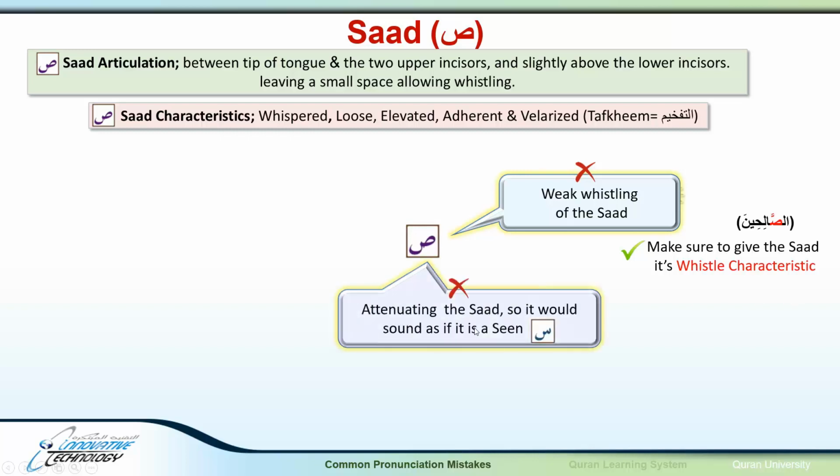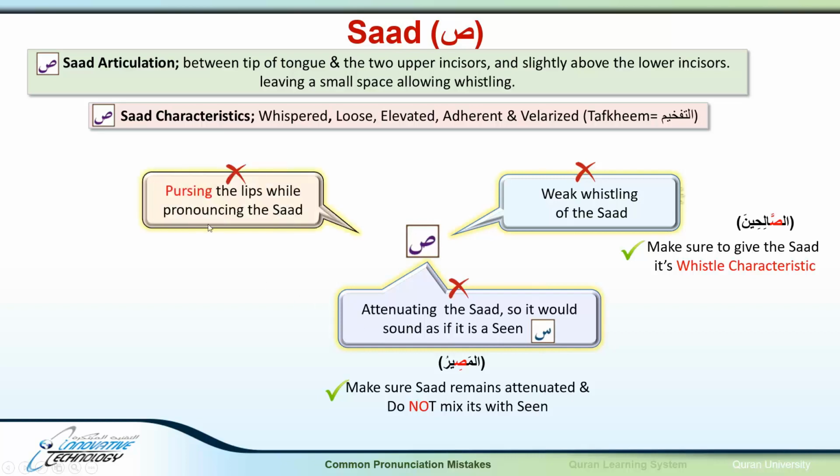Second common mistake is attenuating the sad so it would sound as if it is a sin. Example: المصير, Al-Masir. This is not Masir. Masir is a totally different word with a different meaning. This is Al-Masir. So the right way of pronouncing this is المصير, Masir, not Masir. So make sure that the sad remains attenuated and avoid mixing it with a sin.